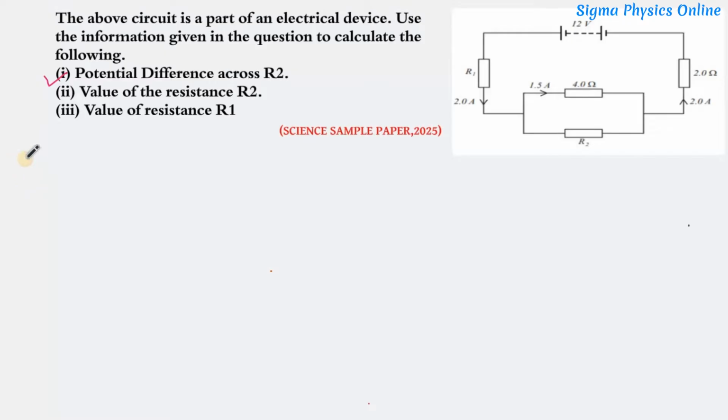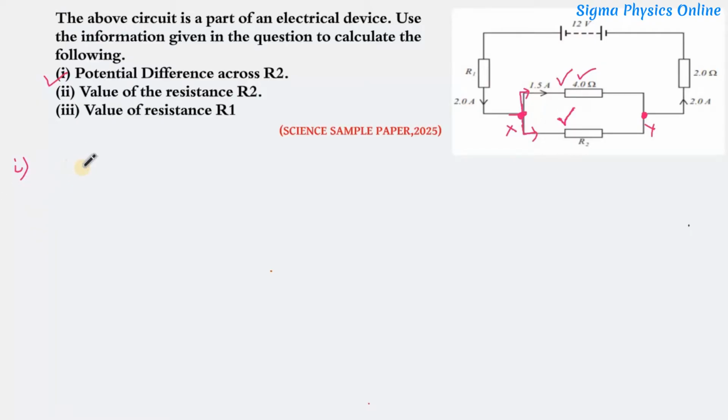So let's solve it. Let's consider these 2 points, say X and Y. At the point X, the wires are branching into 2 parts. One is connected to the 4 ohm resistor and another to the resistor R2. So the potential difference at the points X and Y is the same. The same potential difference that is across this 4 ohm resistor will be across the resistor R2. So let's find out the potential difference across the 4 ohm resistor.